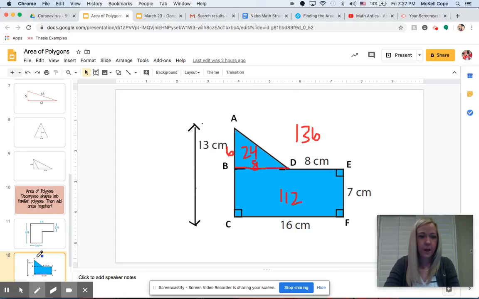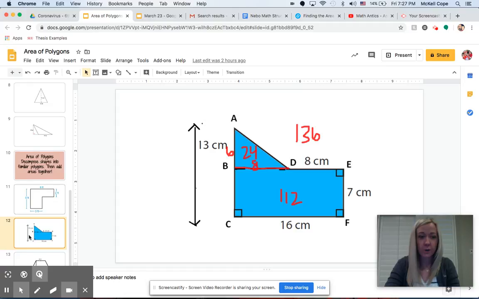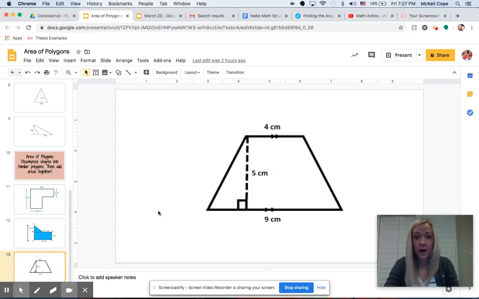Perfect. Okay. We're going to do one more and then we are going to be done and you guys are going to do some practice on your own. Here we have a trapezoid. So this trapezoid has a formula. If you remember the formula, fantastic. I'm going to go over it again.